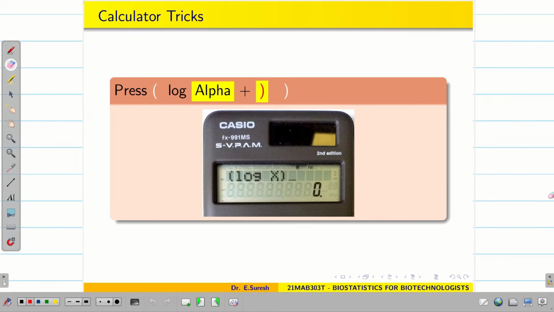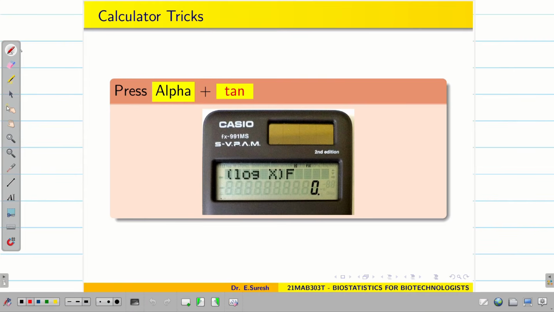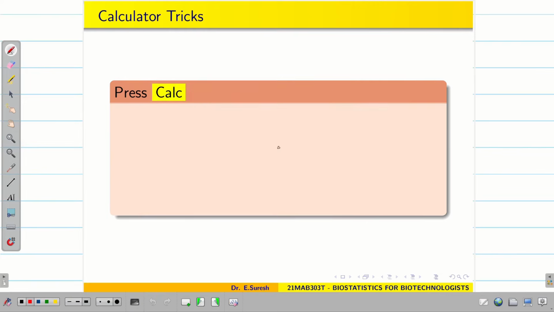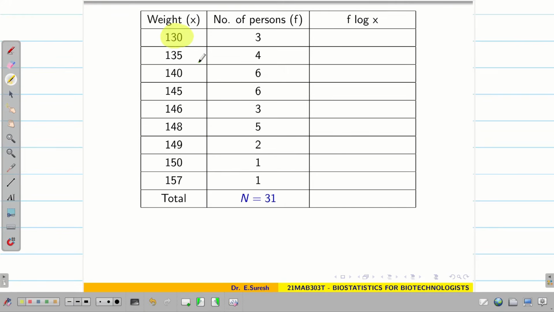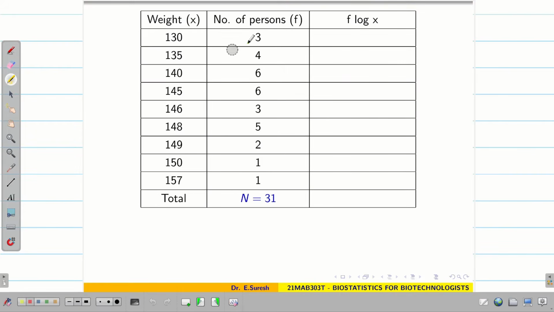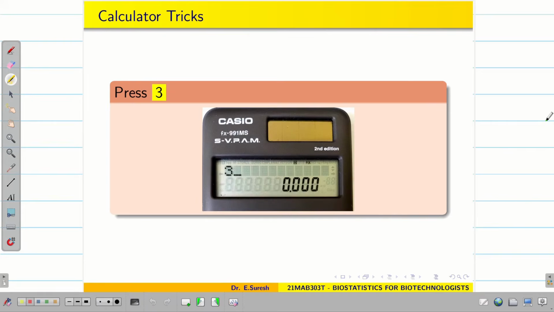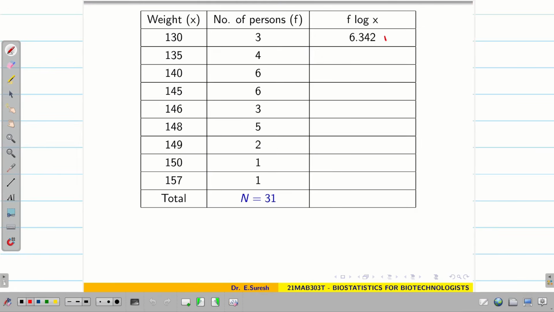Next we have to enter capital F. So to get capital F, press alpha plus tan, you get capital F like this. Now your expression is ready. Press the calc button, it will ask the x value. Go to the table. My x value is 130. So press 130 and then press equal to. It will ask the f value. Go to the table. My corresponding f value is 3. Press 3 and press equal. We get f log x value as 6.342. Now go to the table and enter the value.